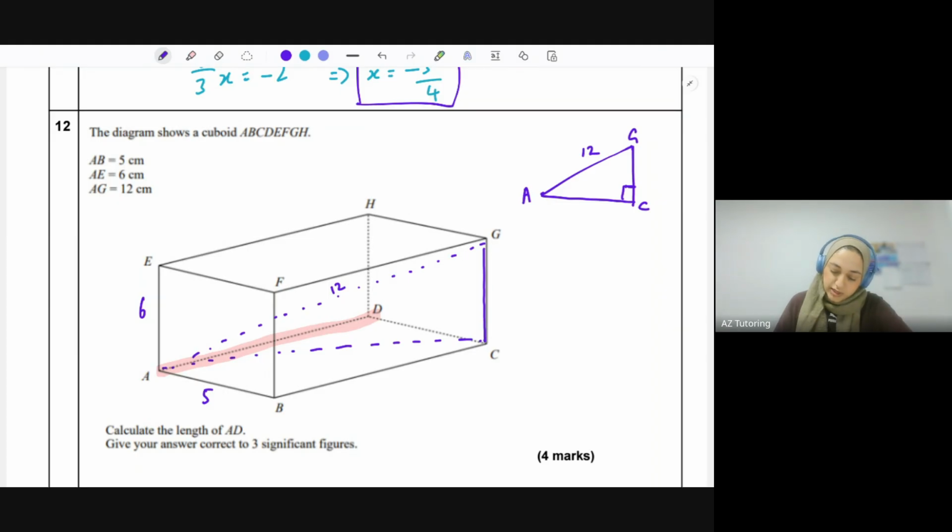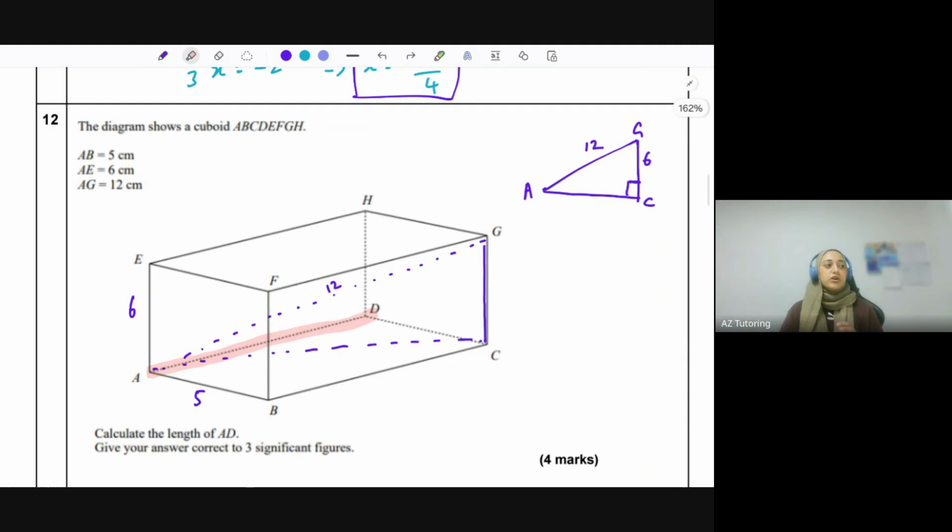And we know GC is 6 because we've been told that EA is 6, so therefore GC is 6. But we don't know what AC is. So we can work out AC using Pythagoras. It's a lot easier to spot it like this than trying to figure it out in the shape.